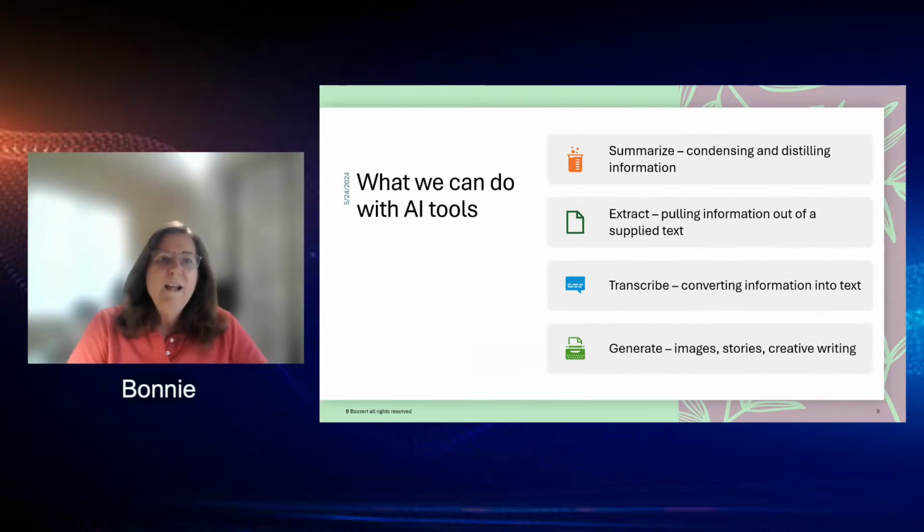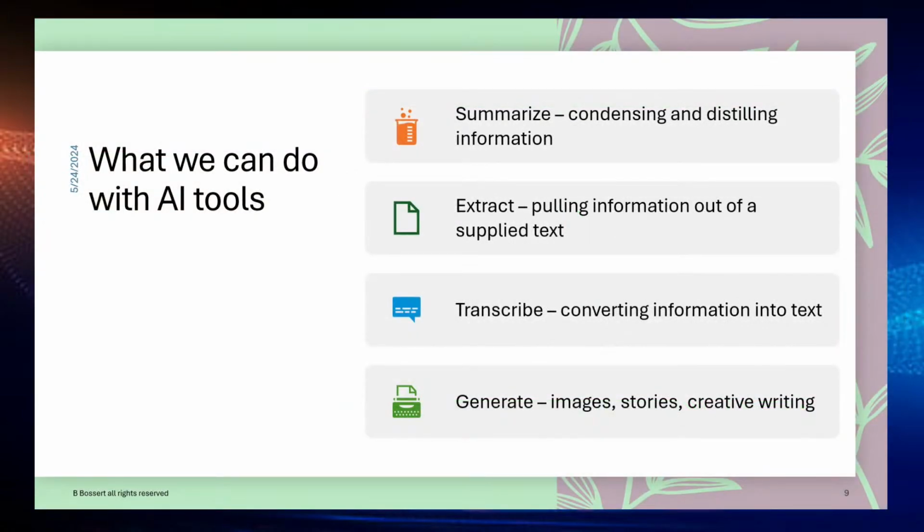Okay, so what exactly can we do with these AI tools? Well, there's 4 things I like to cover. You can summarize information, so you can feed it data and it will condense and distill that down. So if you don't want to read a long article from the Atlantic, you can feed that article and ask it to give you the top points from the writing. It can also extract and pull information out of supplied text. So I can give it an obituary and ask it to list information from that obituary for me in a table.